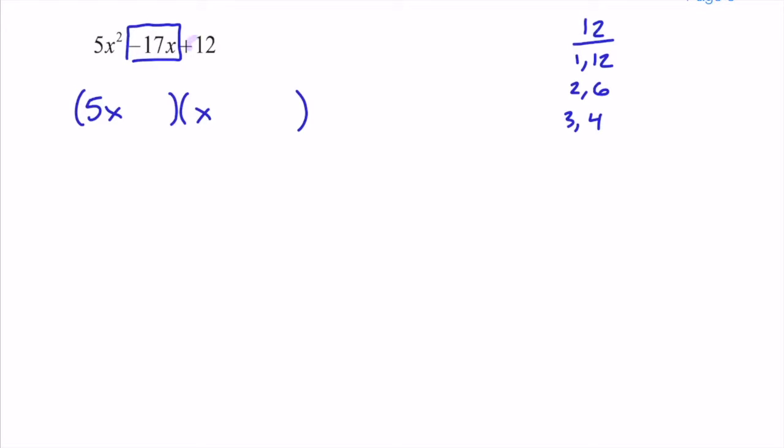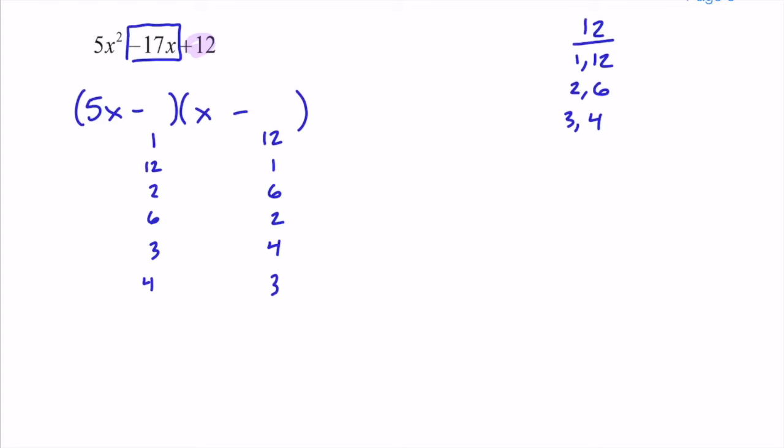Now the only way that I can multiply to make a positive and add to make a negative is if both of my factors are negative. So I'm automatically going to put minus signs in both sets of parentheses. Now I just need to consider all the different pairs. Well, I could have 1 and 12, 12 and 1, 2 and 6, or 6 and 2, 3 and 4, or 4 and 3. And now the goal is to get a negative 17 in the middle.